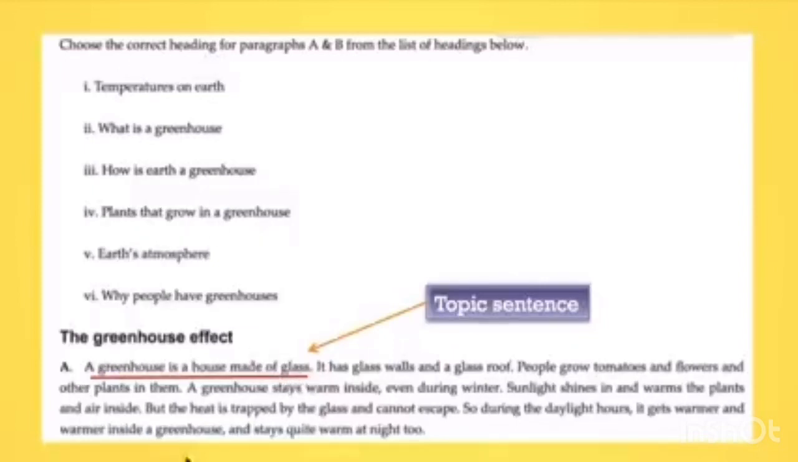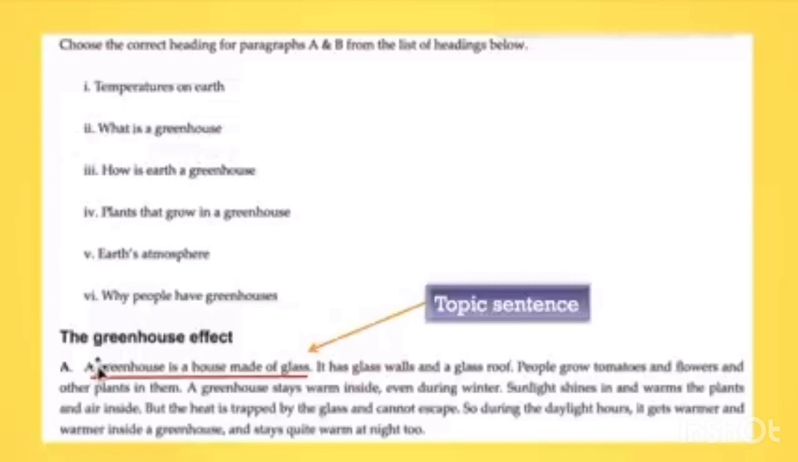So now let's look at the topic sentence. So the topic sentence is, a greenhouse is a house made of glass. And notice that every sentence that comes after the topic sentence seems like it's supporting the first sentence. So the first sentence is the main idea and the other sentences are supporting ideas. Now tell me which is a good fit. The answer is 2. What is a greenhouse?